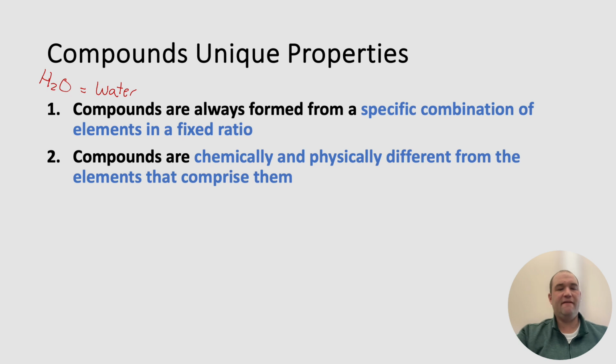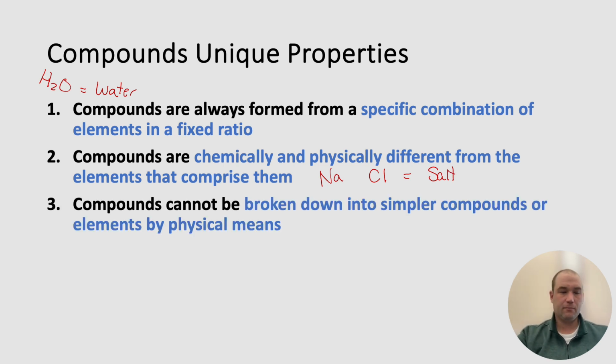Compounds are chemically and physically different from the elements that comprise them. So for example, sodium, Na, is a very reactive metal that when exposed to water will actually explode. Chlorine is a deadly gas that will destroy our membrane system inside of our body. Add them together, and we put that on food and create salt. Those properties are significantly different than its original parts.